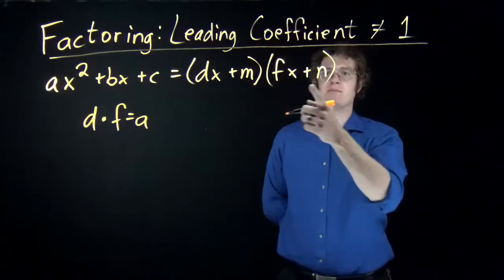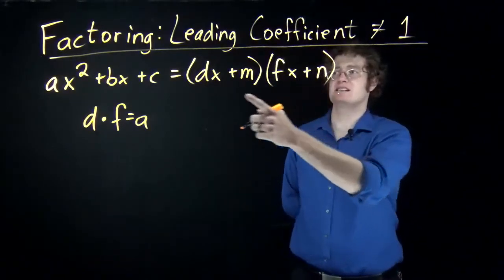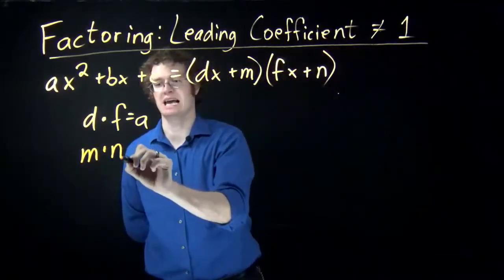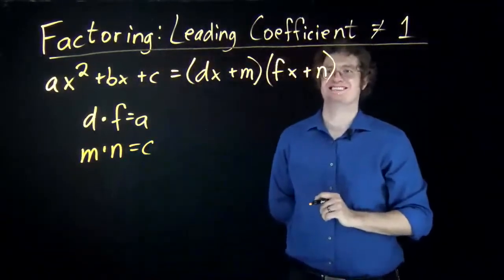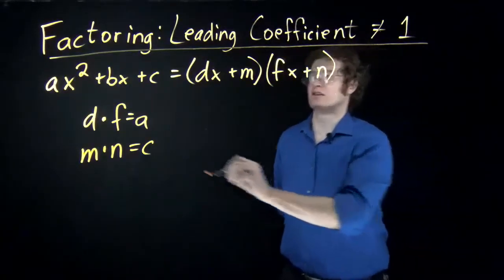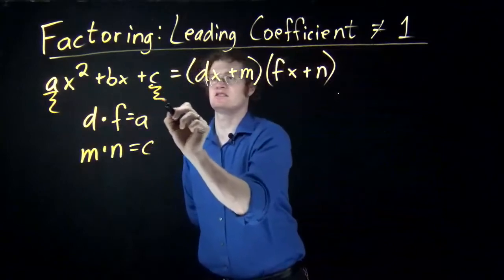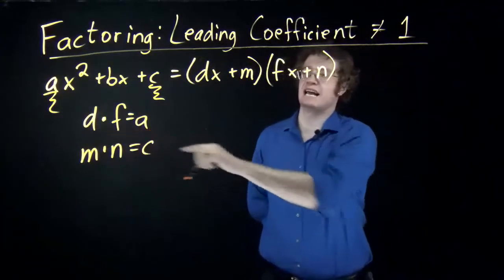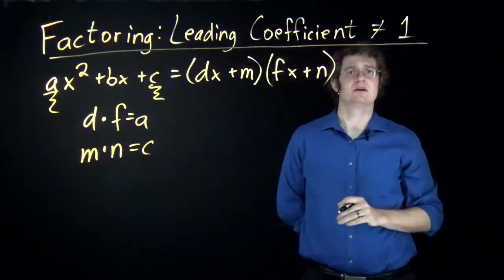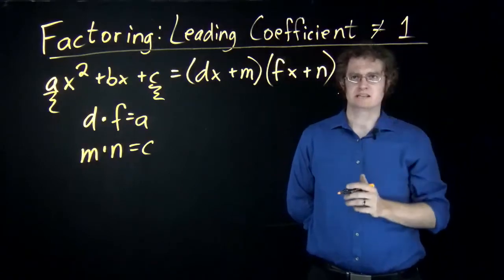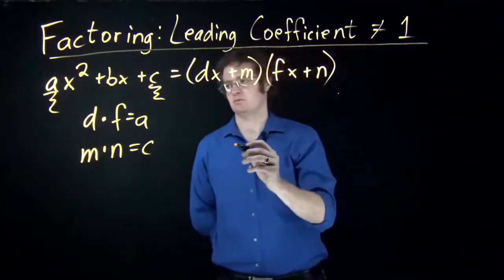Similarly, we can look at m and n. If I multiply m and n together, that's the constant term over here, right? So m times n has to be equal to c. Well, what this means is that if we write out the factors of a and c, then we can see what the candidates for d and f and m and n are. And then we can check through and eliminate the possibilities. So let's do an example with some numbers.